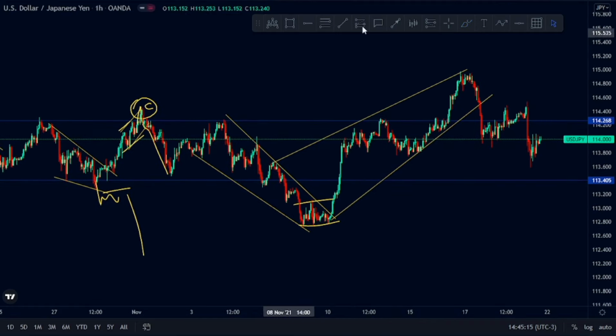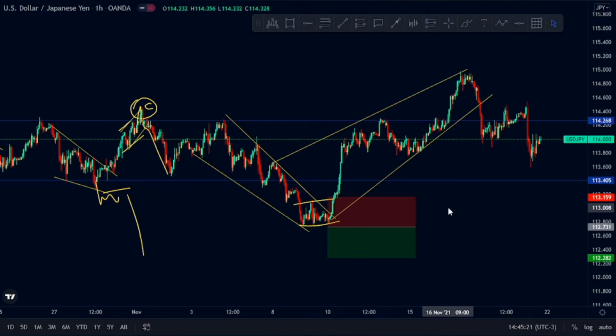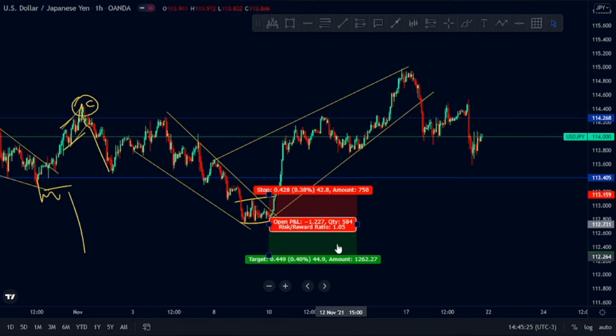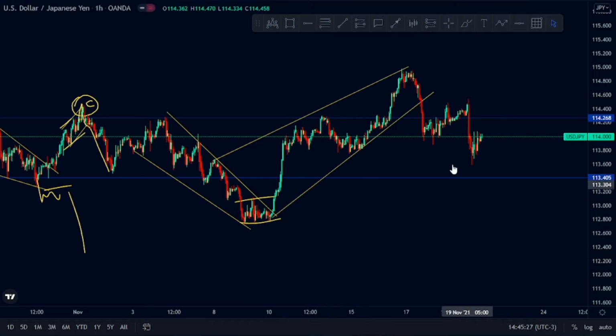Yes, you're right. But then, if you're taking this continuation, you have to take it like below this here. If you can check, nothing would have triggered you. You'll still be safe. So check how price is breaking those levels. Same applies to this one.